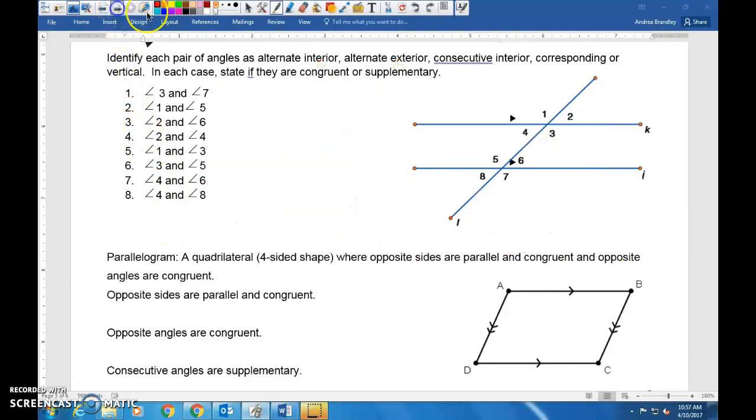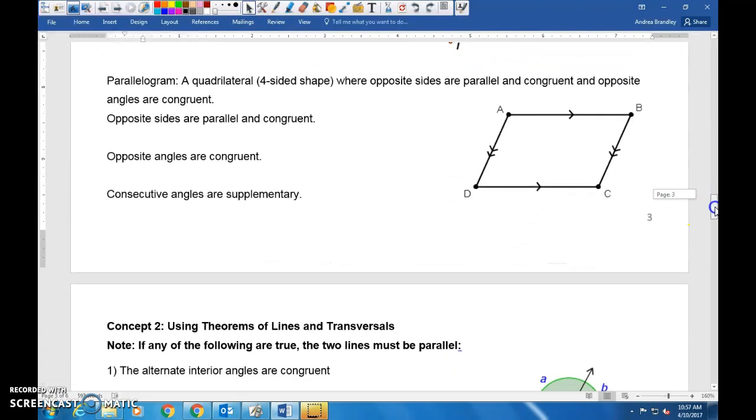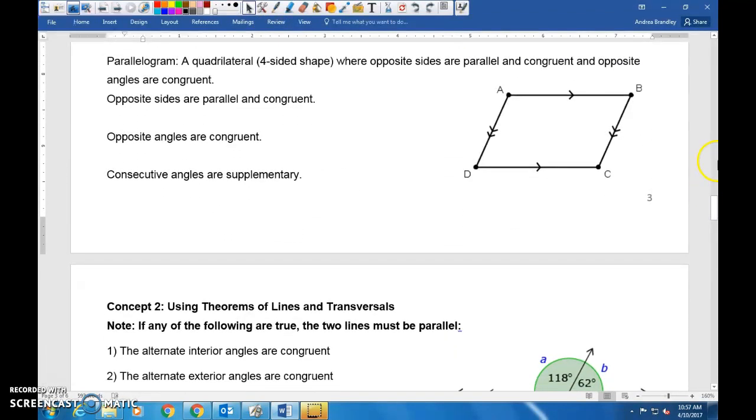The last thing I want to talk about in this particular video is parallelograms. I basically just want you to understand the definition of a parallelogram and what properties parallelograms have. So a parallelogram is a quadrilateral, and quadrilateral all that means is a four-sided shape. So any shape that has four sides is a quadrilateral. So parallelograms will always have four sides, but those four sides have to be set up in a specific way.